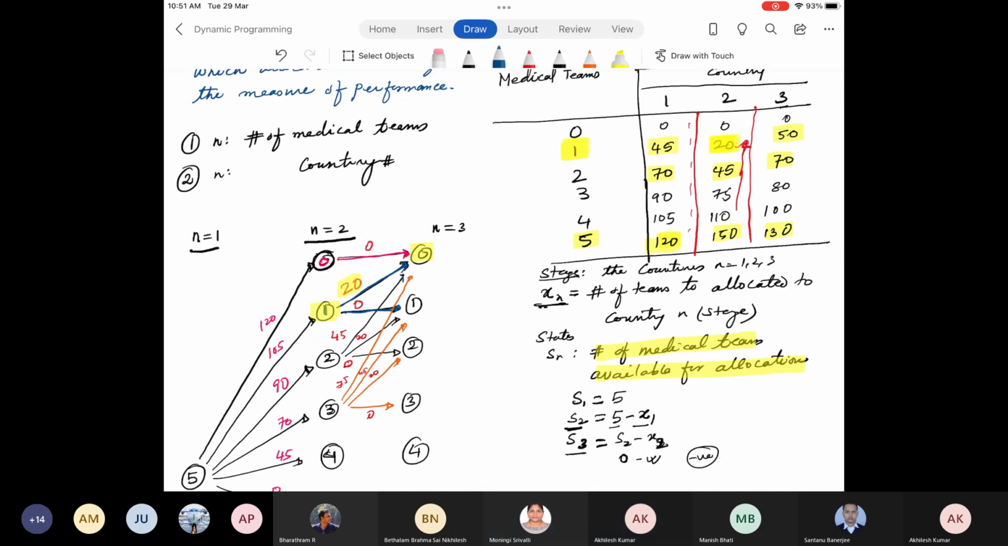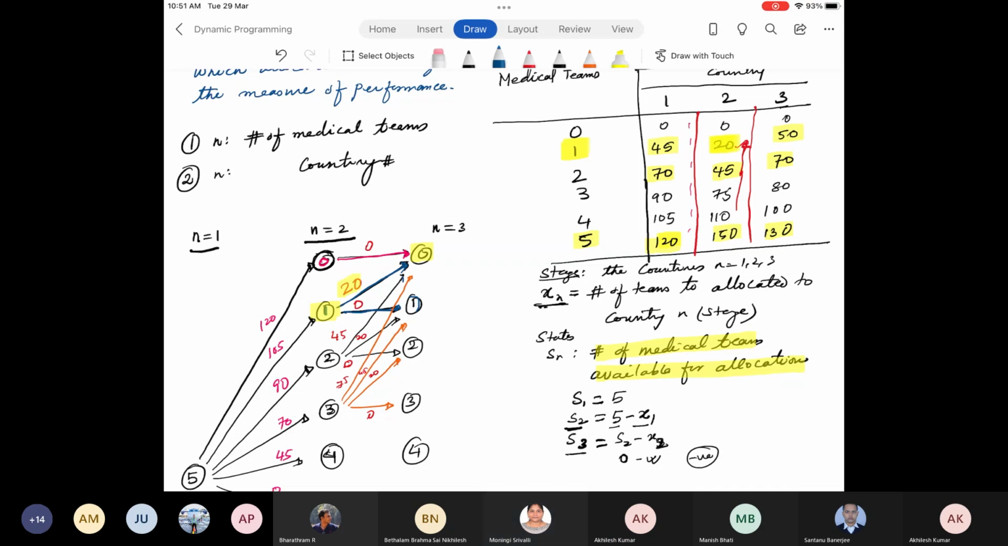Okay, sir. So I have one team available for country 3 now. One team allocated to country 3, then it should be 50, sir. One team allocated to country 3 will give 50. I have not allocated for country 3 so far.